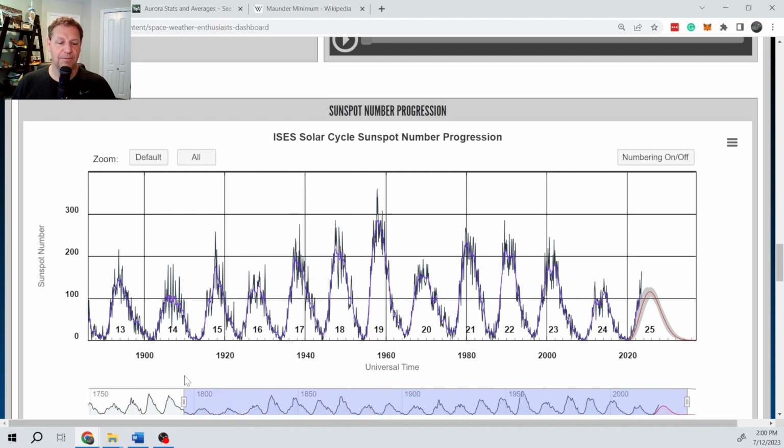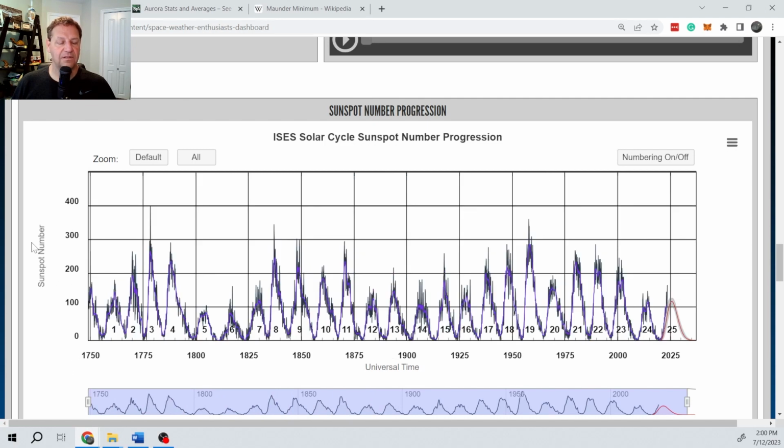And if we drag it all the way back to the entire data set that NOAA's showing, you can see there's quite a bit of variation. There have been times, like cycle 5, when it's pretty low, but generally this cycle and the last one are low so far, although 25 looks pretty promising and does not look abnormal at all in comparison to some of the other ones.